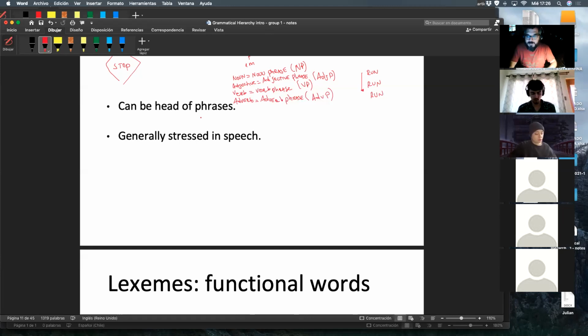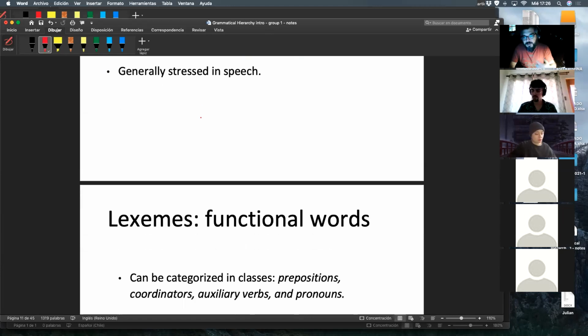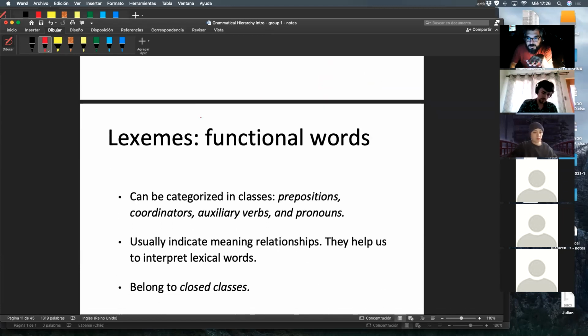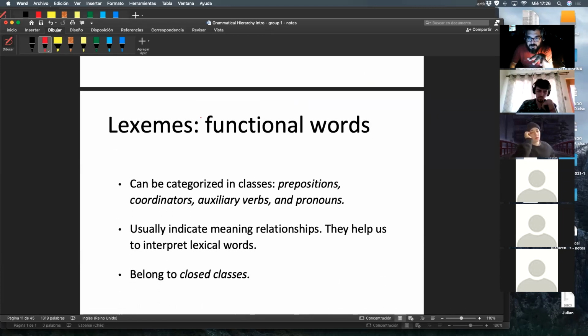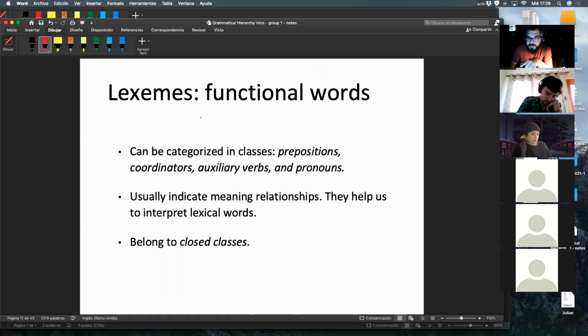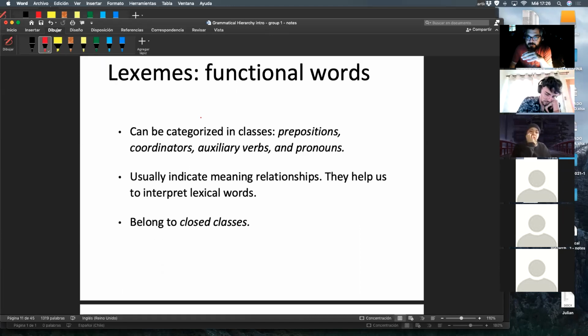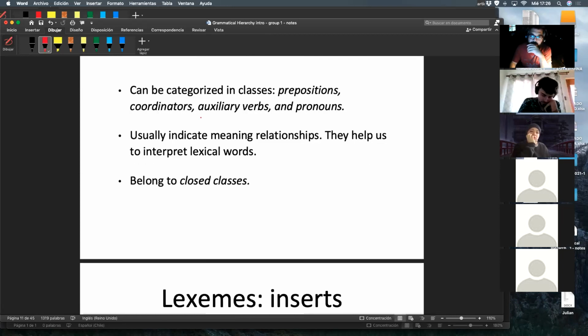But that's it. Okay, functional words. Functional words can be categorized in classes like prepositions, coordinators, auxiliary verbs, and pronouns. Okay, so we have more classes. Usually indicate meaning relationship. They help us to interpret lexical words. So they are the link between every single lexical word. Therefore, they belong to closed classes. So it is quite difficult to create new prepositions, for example, or conjunctions.